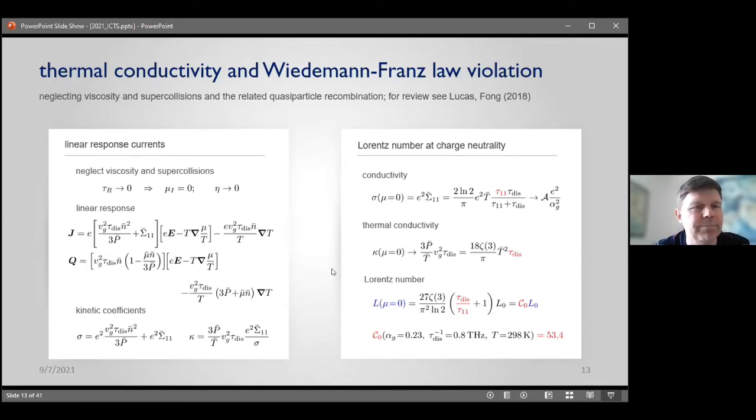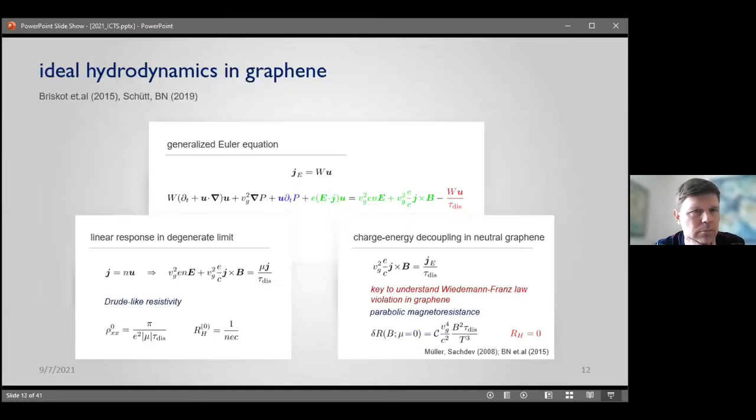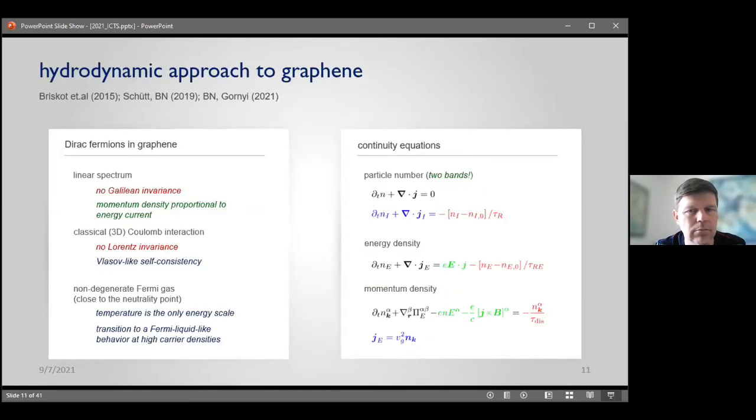Sorry, can I just ask a question? Yeah. So just to make sure, when you write the hydrodynamic equations, can you go back one more slide? Yeah. So the fields that you consider are the electron numbers in the two bands, N and Ni. Yes. And then the energy density. Oh, no. So N and Ni, they're linear combinations of those, right?